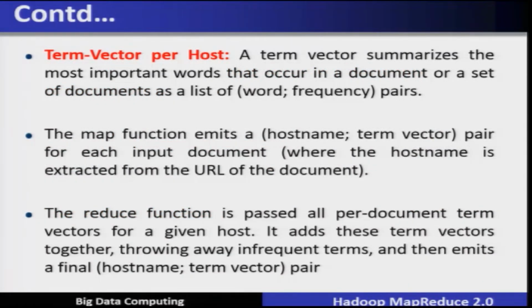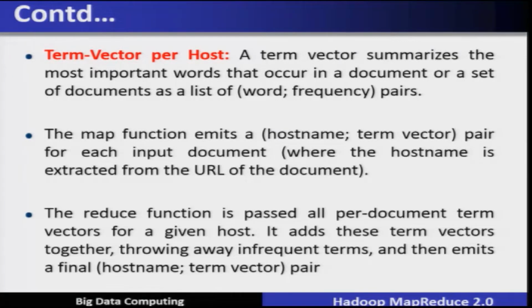Now, another application is called term vector per host. A term vector summarizes the most important words that occur in a document or a set of documents as a list of word and frequency pairs. So, the map function emits the host name and the term vector pair for each input document, where the host name is extracted from the URL of that document.